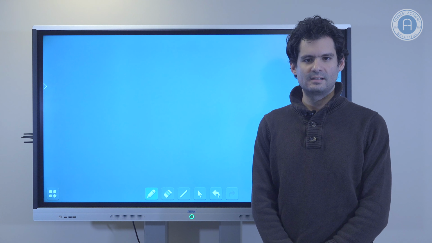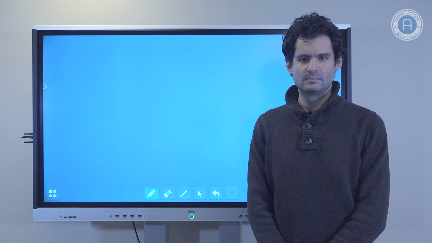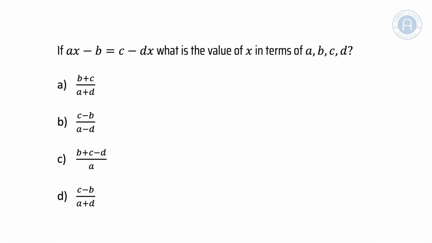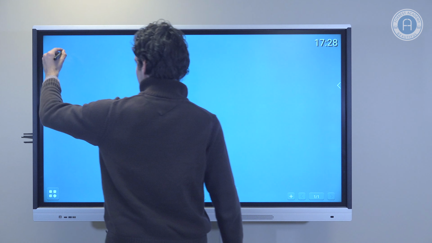Today we'll be looking at an SAT math question. The question says as follows. If ax minus b equals c minus dx, what is the value of x in terms of a, b, c, d? Alright, so let's write that down.